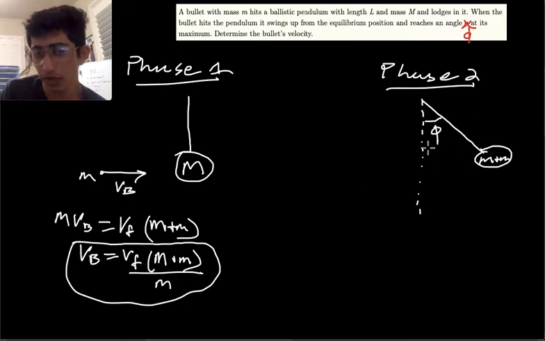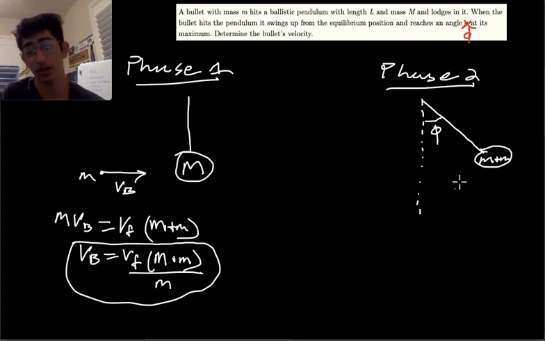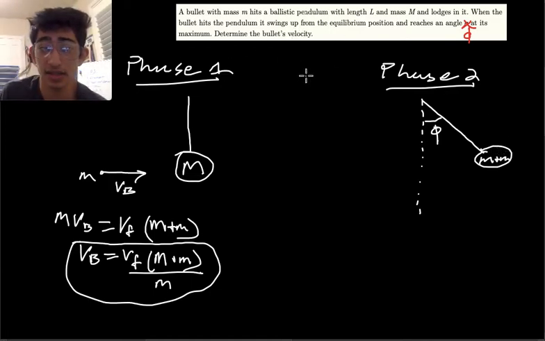So when we're looking at this phase 2, we know that the final velocity of phase 1 is going to be the initial velocity of this object at the beginning of phase 2. Now, how do we find the initial velocity at phase 2? We know that it is at its maximum. When it's at its maximum, an object on a pendulum, the total velocity is 0.